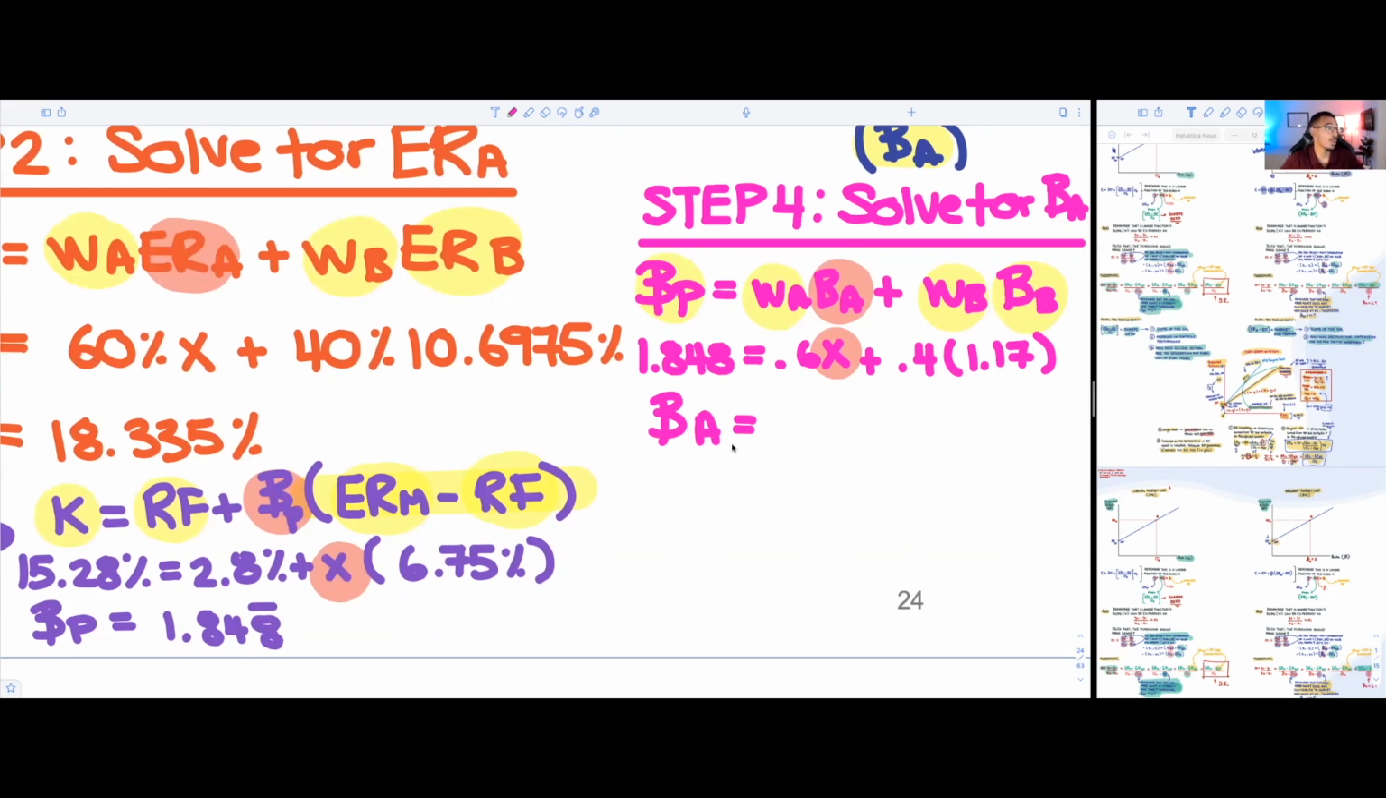Now, you know me at this point, I like taking a step back and making sure that we got everything we need to solve this question. So we know that the beta of our portfolio is 1.848 till forever there. We know that we're going to have 0.60 times, I guess, x.